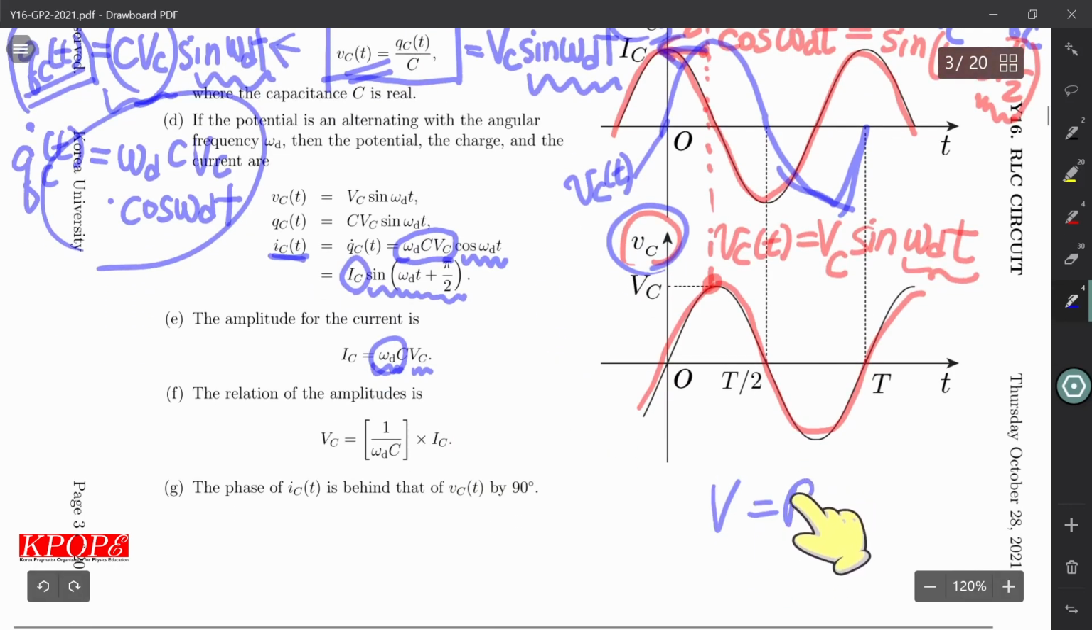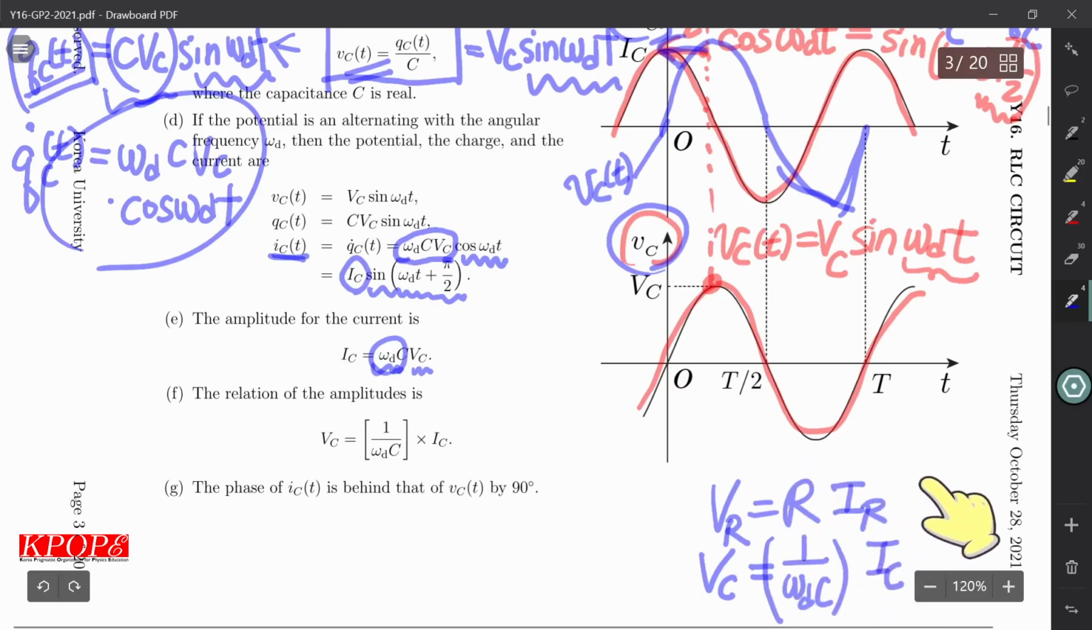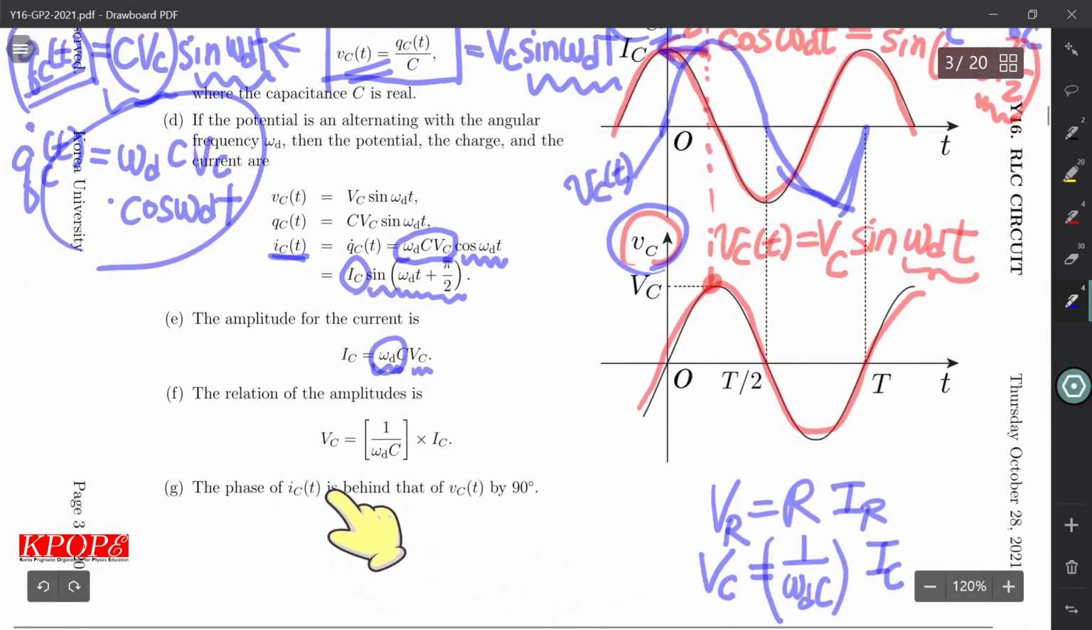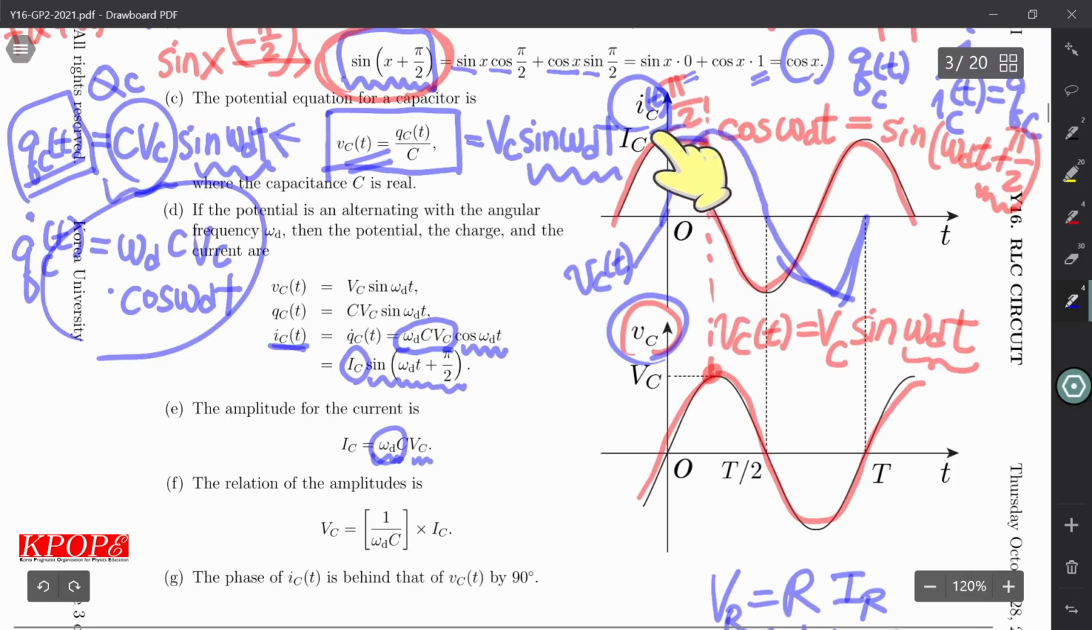So V equals Ri for a resistor, but for a capacitor, it is not this, but 1 over omega C. So this one behaves like the resistance of the resistor when alternating current is applied. And the current is behind the potential by 90 degrees. It is shifted backward in comparison with the potential. Current is shifted backward by 90 degrees.